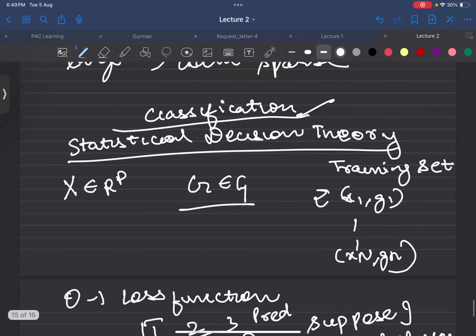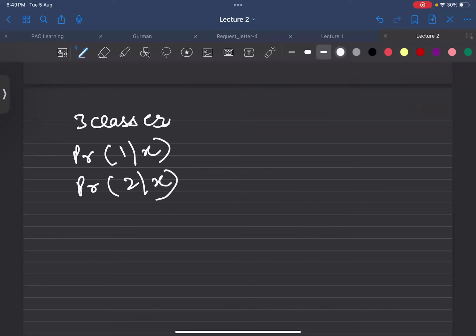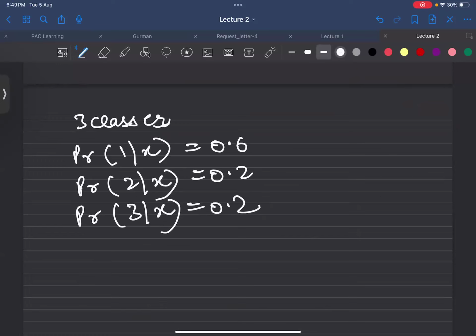One more thing: suppose I have 3 classes, and suppose they are not exact, but I have the probabilities of them. First of all, I want to check that these basics are clear. I'm having 3 classes. This is a conditional probability: given X, what is the probability that the class is 1? Given input, what is the probability that the class is 2? Given input, what is the probability that the class is 3?